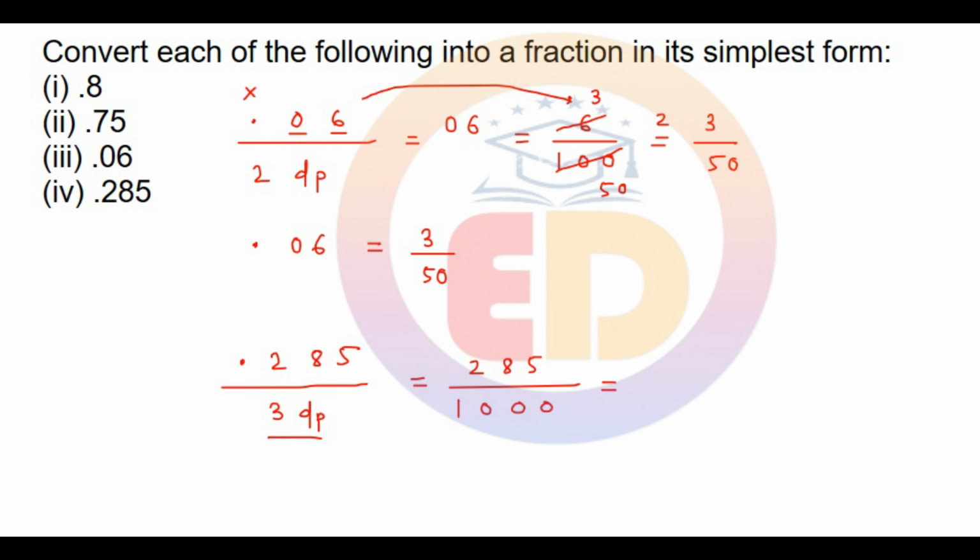Let's divide both of them by 5 because they both are divisible by 5. 285 divided by 5 is 5 5s are 25. Carry 3. 5 7s are 35. So this will become 57 upon 1000 divided by 5 is 5 2s are 10. Place 2 zeros. 200. 57 upon 200 cannot be further simplified into lowest form. So this will be our final value. 0.285 will be 57 upon 200 in the simplest form.